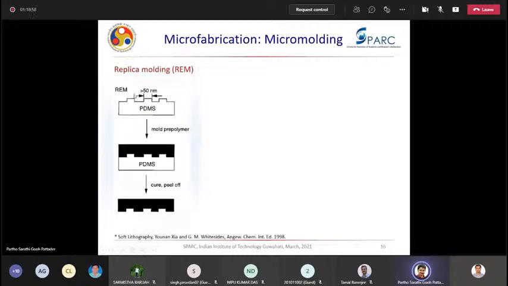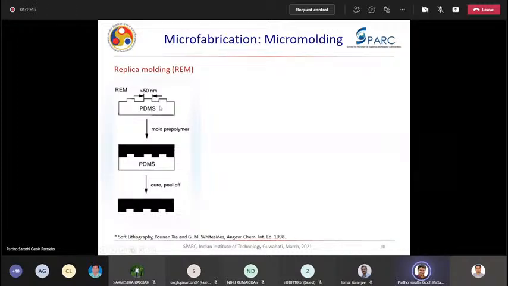And here we are talking about replica molding, which we shortly call REM. So what it does is that we have this PDMS stamp, as we said in the last slide, on how to prepare this PDMS stamp.